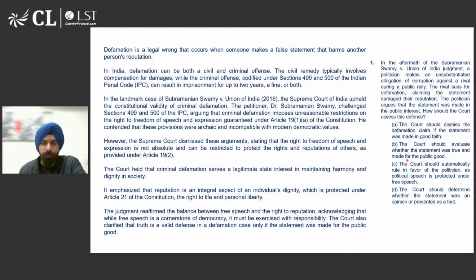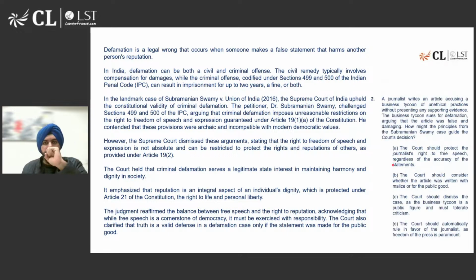Option number B. The court should evaluate whether the statement was true and was made for public good, because the last line of your principle says that it's only a valid defense if it is true. That is, truth is a valid defense, and only if the statement was made for public good. So both things have to be checked, that it should be for public good and it should be true, and that is what the court would evaluate. The rest of the options are not relevant or incomplete or off track. So yes, good job. Let's do the second one.